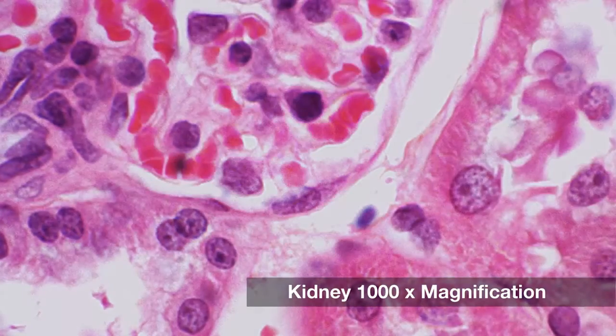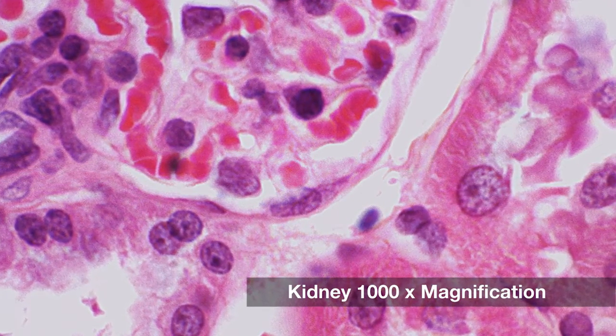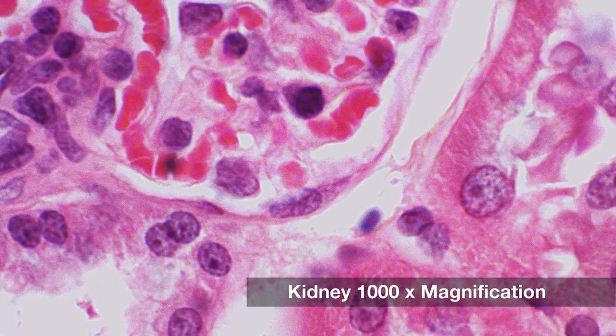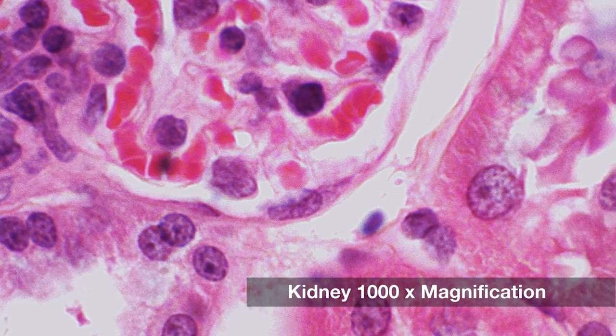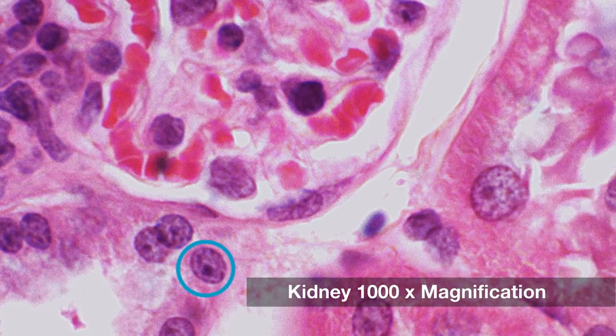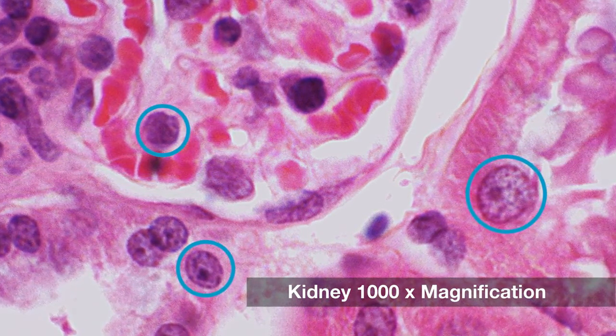This is a photograph of the kidney, taken at 1,000 times magnification using a light microscope. This is the maximum useful magnification achievable with this system. Cells of different shapes and sizes can be seen, but little cellular detail is visible.